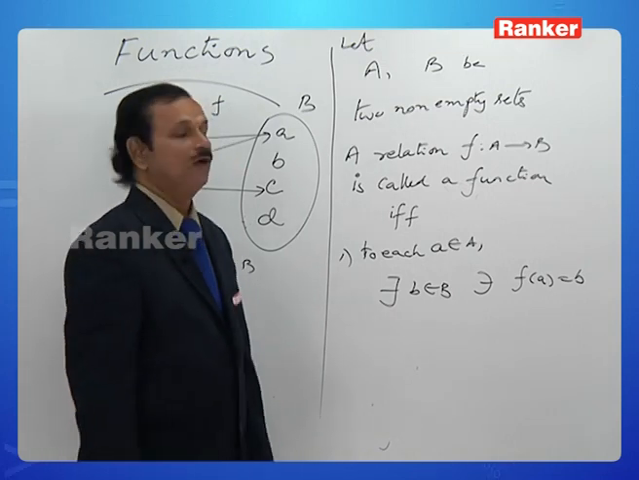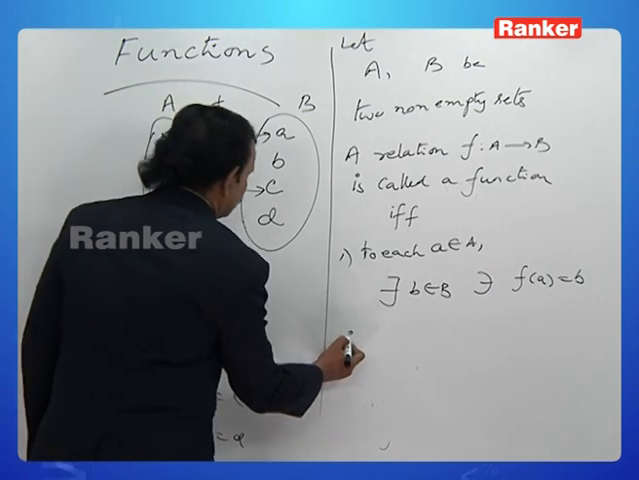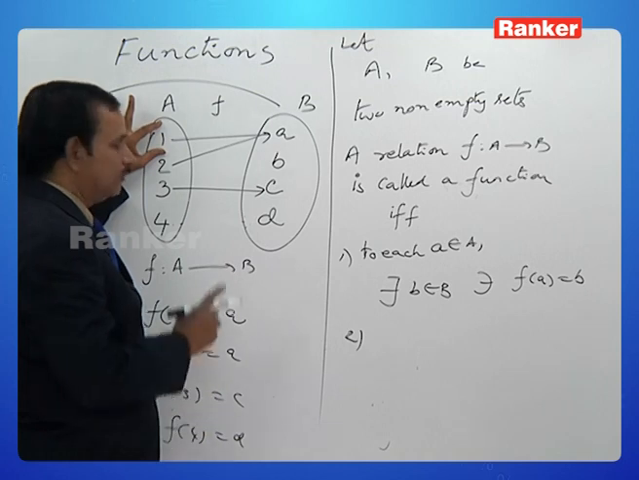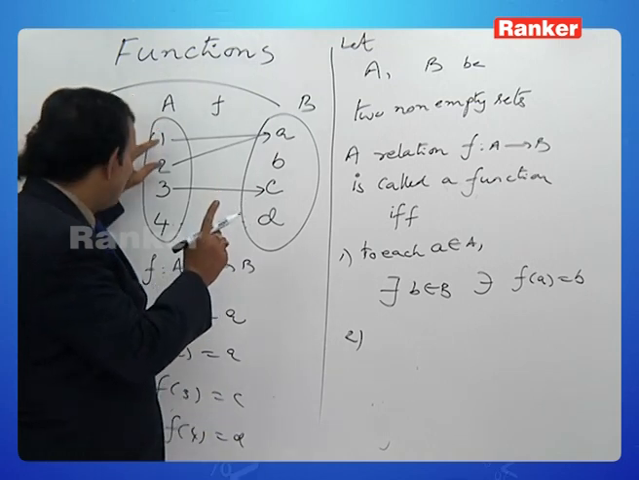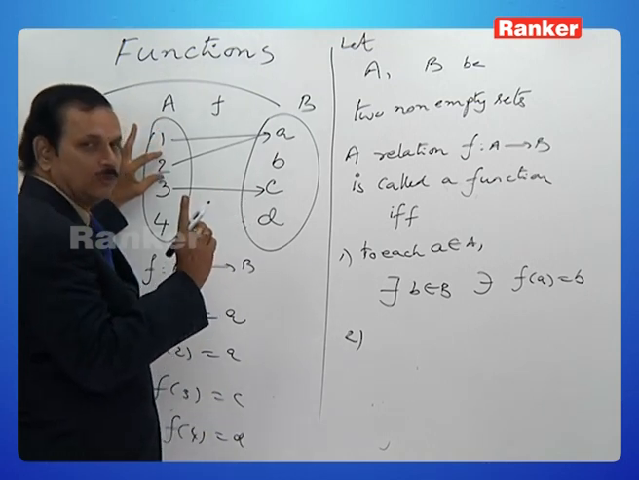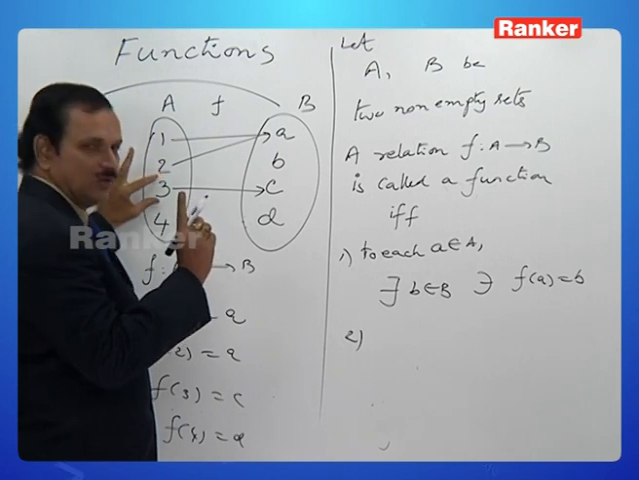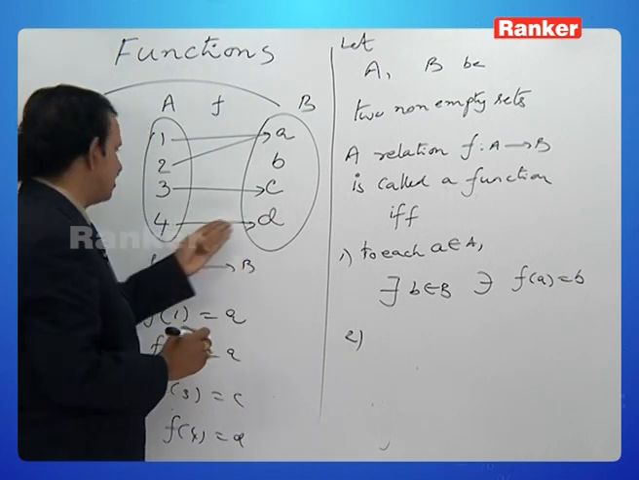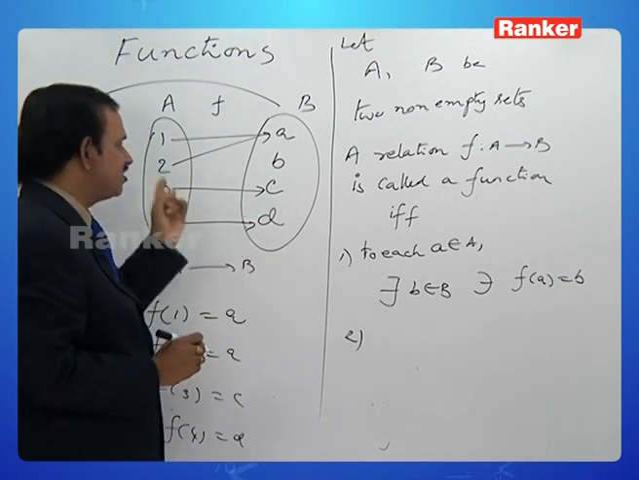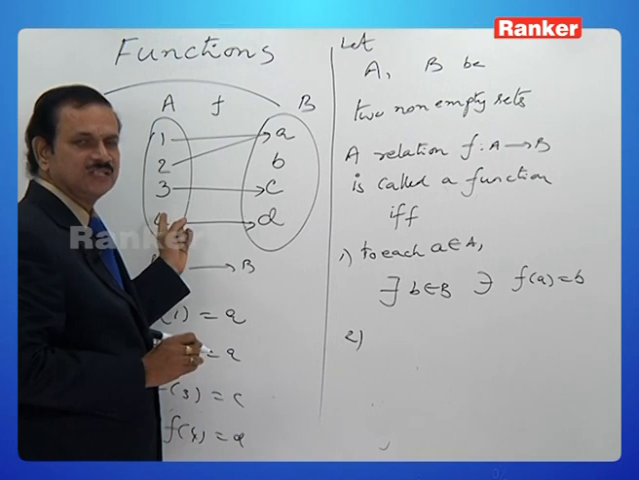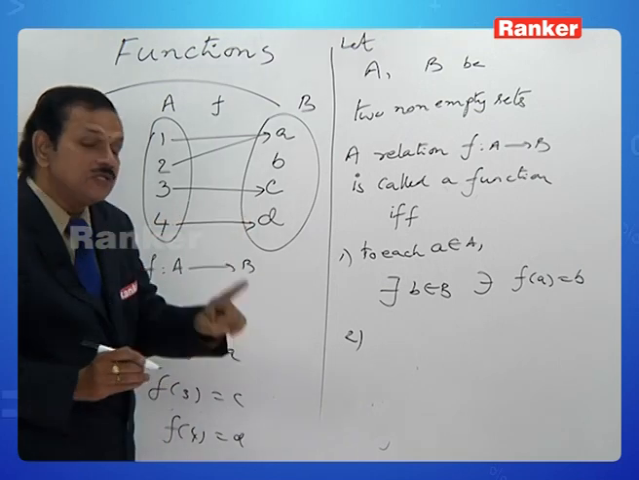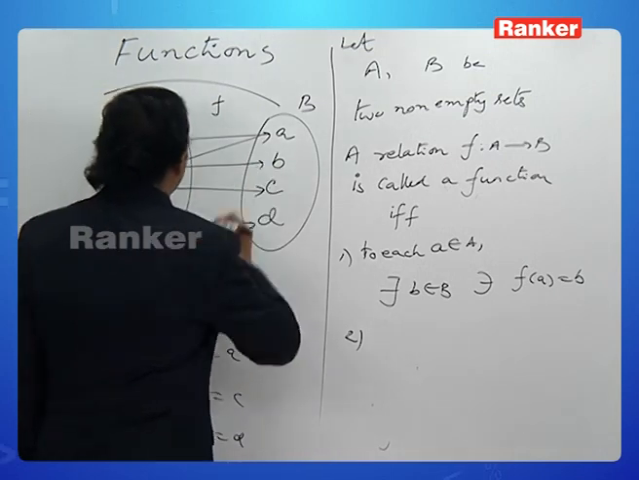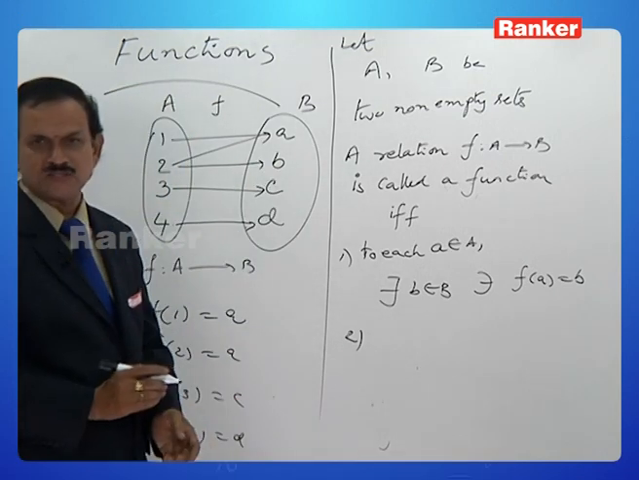Well, the second rule. Look here. How many images are here? Only one. What is that? A. How many images are here? Only one. What is that? A. How many? Only one. C. How many? Oh, you put an arrow like this. How many images are there? Only one. So, image of every element is present, of course, uniquely present. If I put an arrow like this also, then it is not a function.